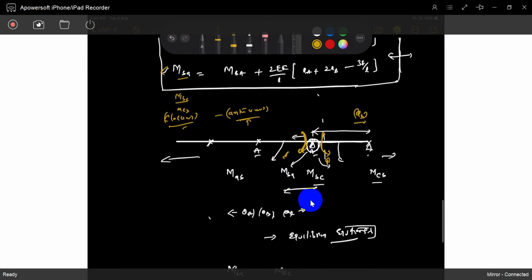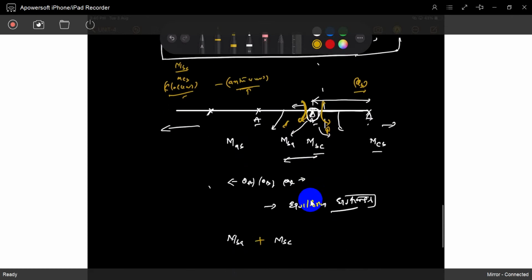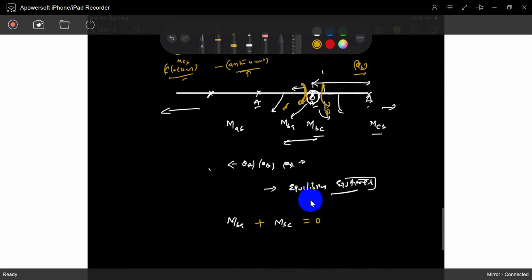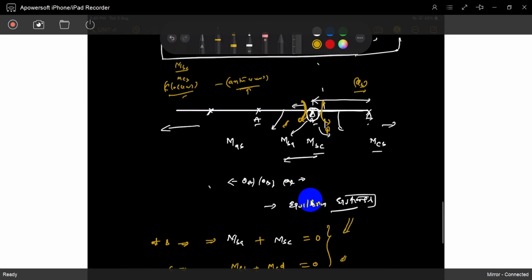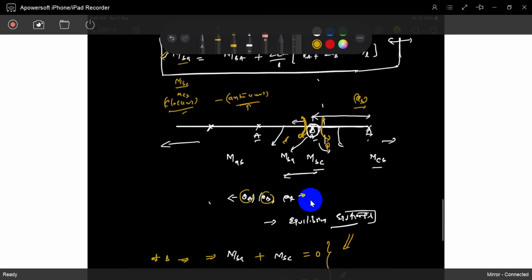Both are equal. So how can you get equilibrium equations? One is positive, one is negative, and it equals 0. So at every joint, joint B, it will come. At joint C, maybe CB and next CD. If another joint is there, equal to 0. These are the equilibrium equations. Based on the equilibrium equations, you will solve and find out theta A, theta B, theta C.